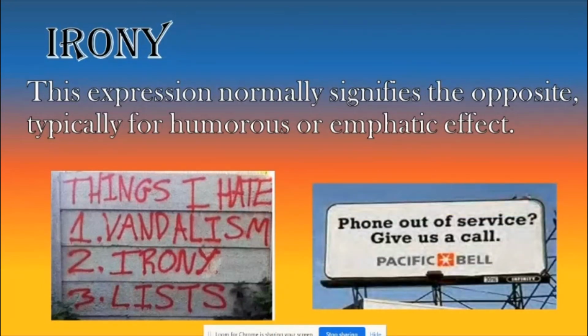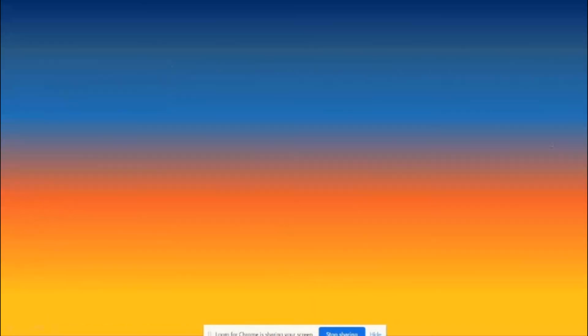Next, we have, phone out of service, give us a call. So this is an example of a situational irony wherein it's basically saying to call even though you are out of service.